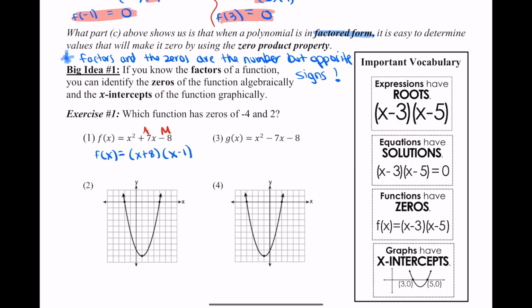And we now know if we know the factors, we can quickly come up with the zeros using the same number, opposite sign. So my factor has a positive 8, so my 0 is negative 8. My factor has a negative 1, so my 0 is positive 1, which does not match the zeros in the question, not our answer. In number 2, you've got the graph of a quadratic. We're going to identify the x-intercepts.